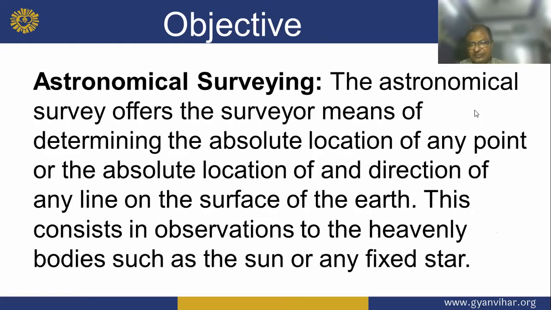Now astronomical survey. The astronomical survey offers the means of determining the absolute location of any point, or the absolute location and direction of any line on the surface of the earth, and this consists of observation of heavenly bodies such as the sun or a fixed star.